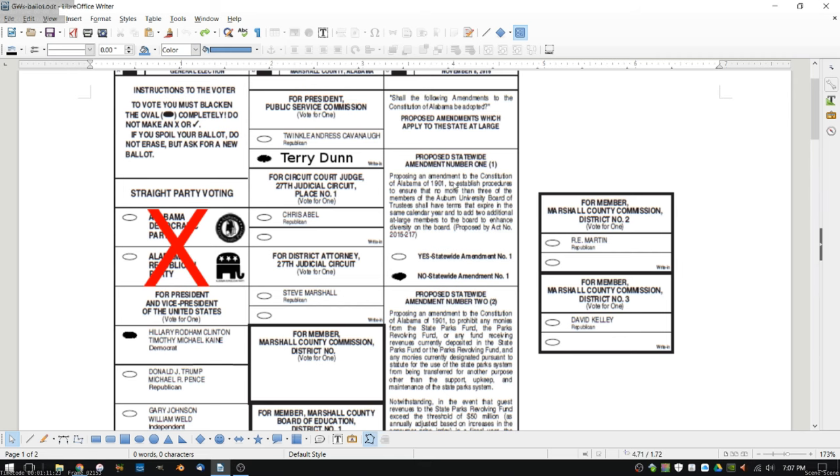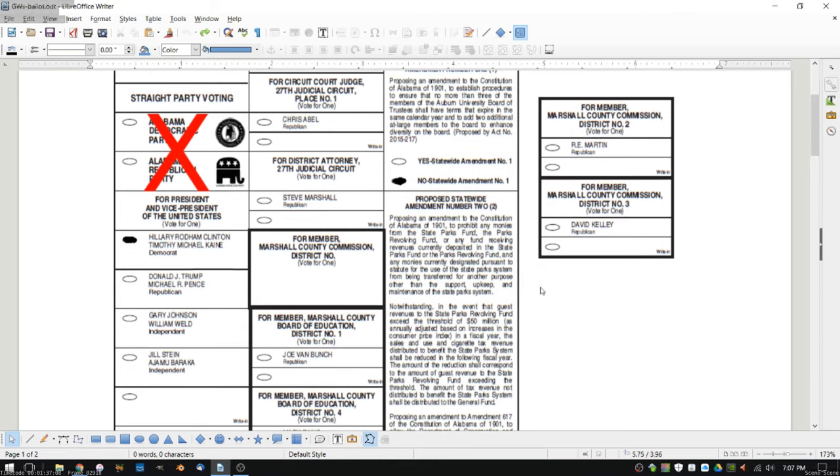Okay, for the First Amendment, I'm going to go ahead and say no. It has to do with the Auburn University Board of Trustees and the terms, when they expire. And they're saying they want to add two additional board members to help enhance the diversity on the board. I think you can enhance the diversity without expanding the board. You already have a large board. There's no need to add more people at this time. So I'm going to go ahead and vote no.